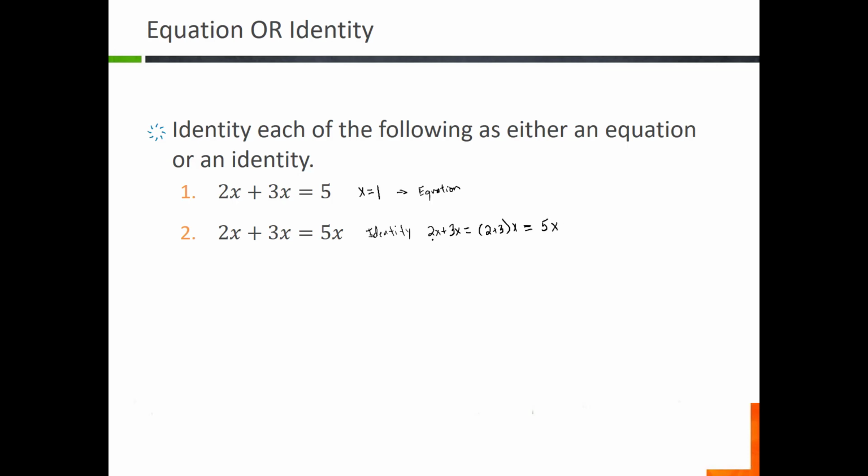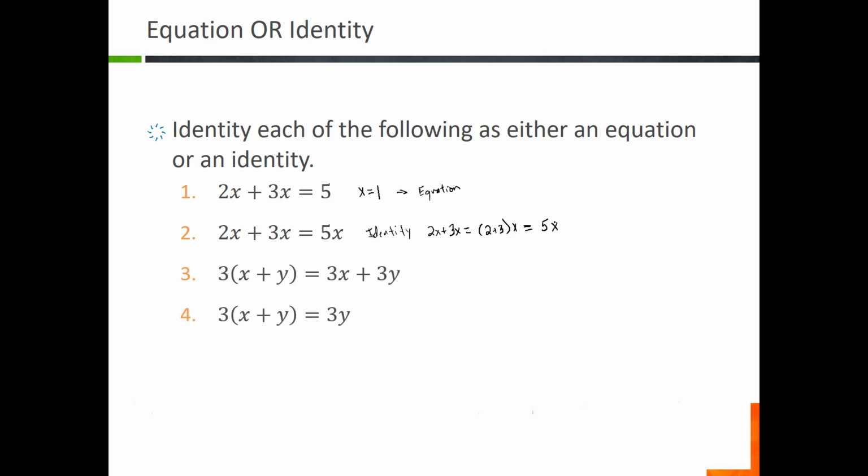So I was able to take the 2x plus 3x and do a little bit of algebra and rewrite it as 5x. Okay, so we kind of factored it out, using the opposite of the distributive property. We were able to show that it is actually an identity. I was able to rewrite the left side so that it matched the right side. So it is an identity. All right, let's look at some more.